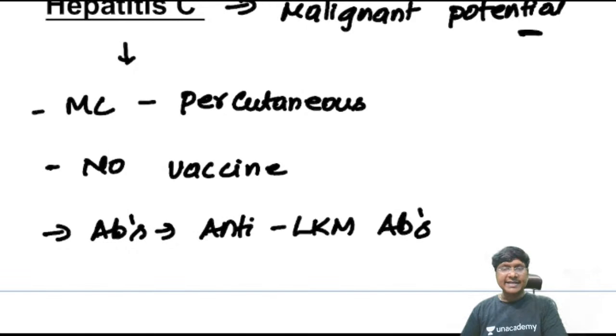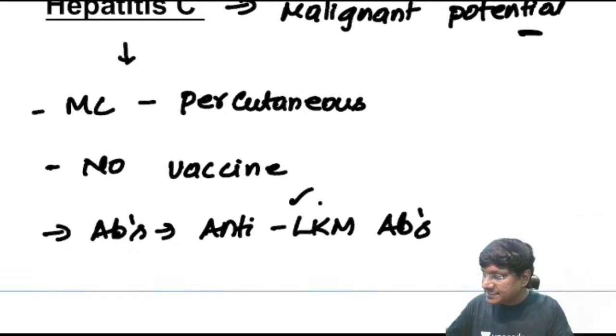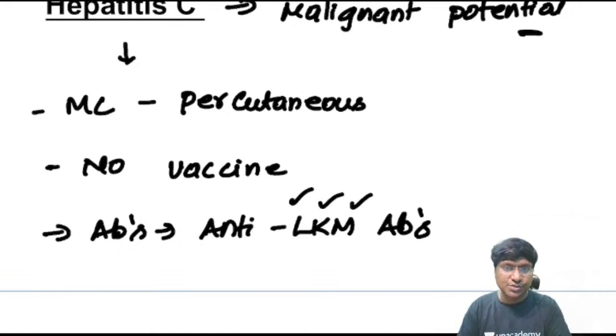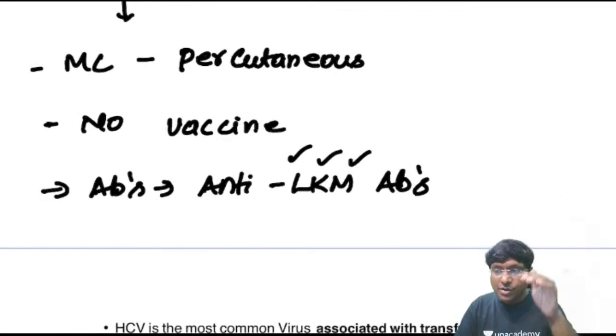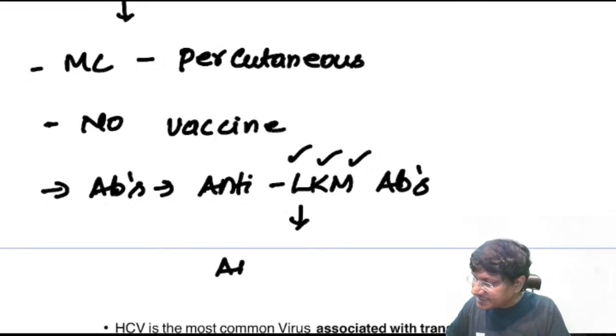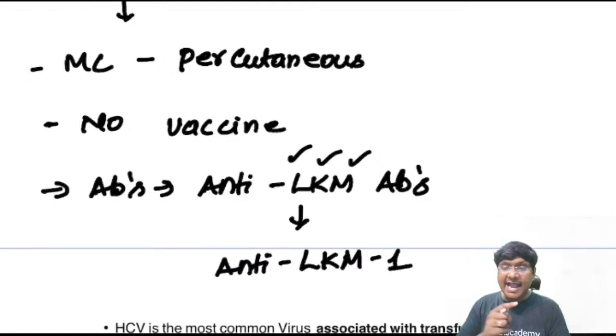So what is that anti-LKM? That is the antibody directed against liver and kidney, the antibody directed against the kidney microsomes. That is what anti-LKM antibodies are. And again, we have three types of anti-LKM antibodies: anti-LKM1, anti-LKM2, anti-LKM3. In chronic hepatitis C, the type we have is anti-LKM1. Anti-LKM1 antibodies are present in hepatitis C.